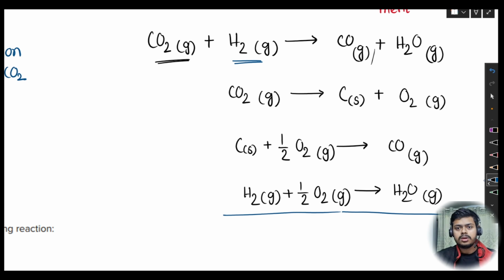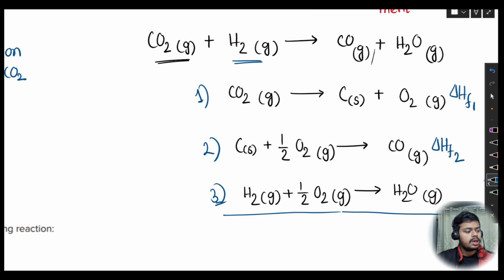Now we're going to sum up the whole reaction. How can we sum up all these three reactions? We have so far three heat of formation reactions for the actual reaction we are calculating the heat of reaction for. In the first reaction we get a value of heat of formation, for the second reaction another value, and for the third reaction a third value.